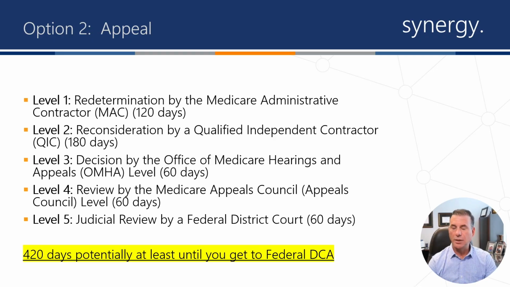As I told you, this is not a very attractive option. Usually it's not all that successful either, but you've got 4 levels of appeal and a very lengthy period of time that will take. And if you go to federal district court, you've got about 420 days until you get there.